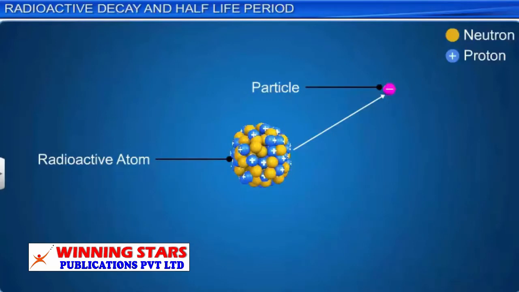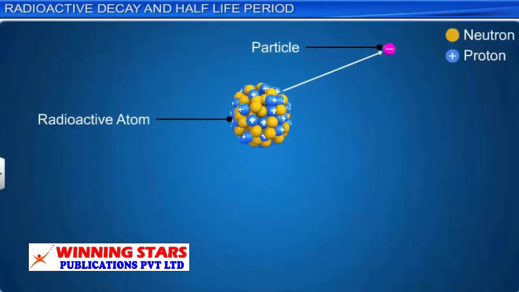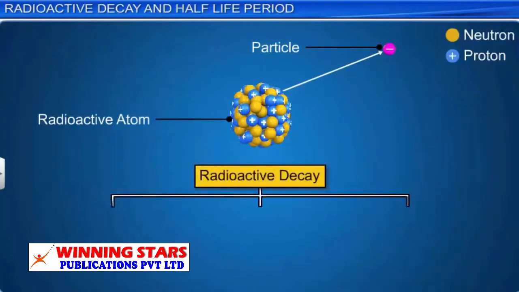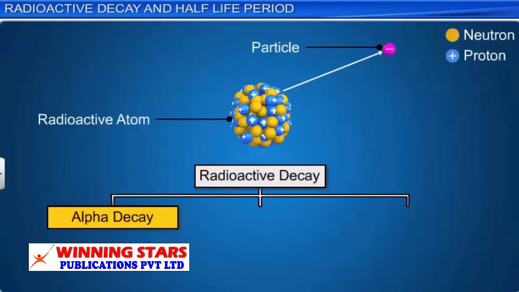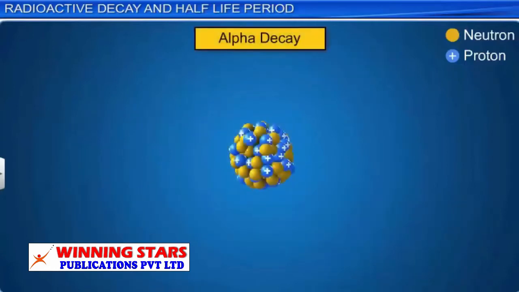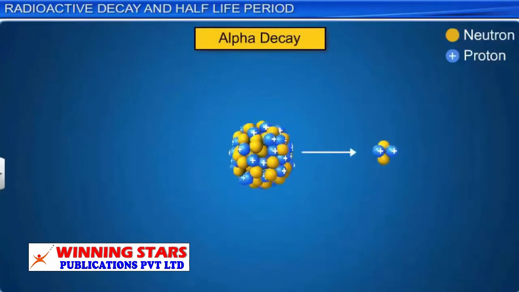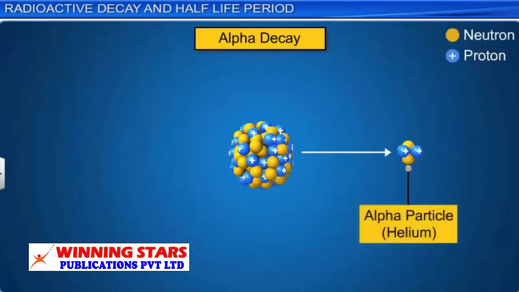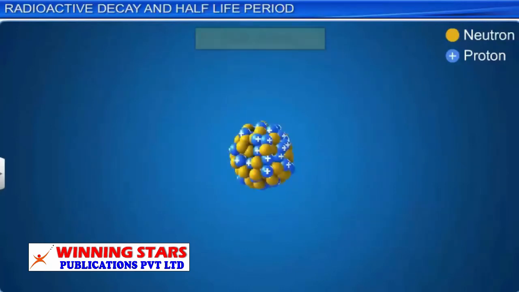In nature, a radioactive nucleus can decay by three modes, namely the alpha decay, the beta decay, and the gamma decay. In alpha decay, a radioactive nucleus emits a helium nucleus, which is referred to as an alpha particle. In beta decay, a radioactive nucleus emits either an electron or a positron.